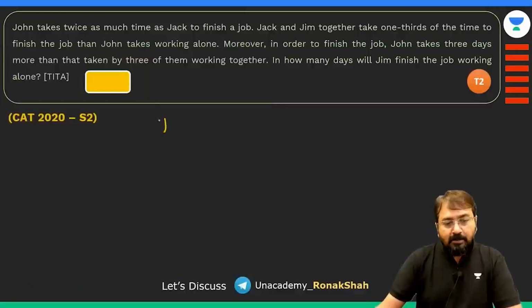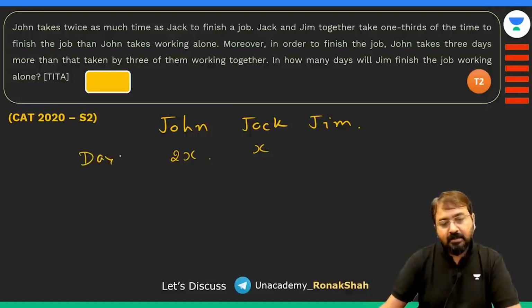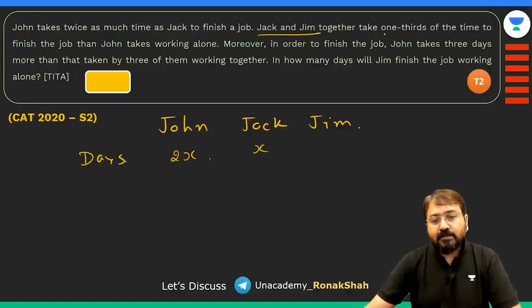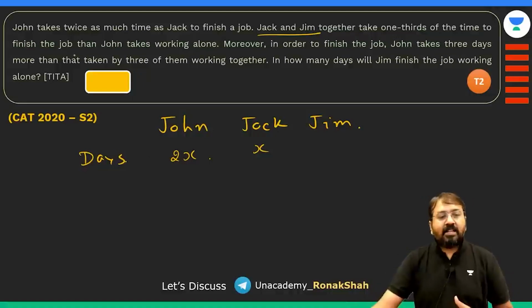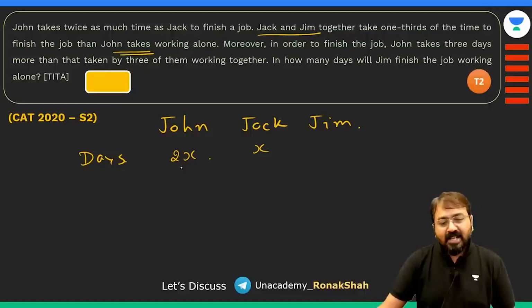So it's about 3 people: John, Jack, and Jim. It says that John takes twice as much time as Jack to finish the job. So if Jack takes say x days, John must be taking 2x days. Isn't that very simple? Jack and Jim together take 1/3 of the time taken by John to finish the job. Then John takes, working alone... Now guys, it's very difficult to make 1/3 of 2x.